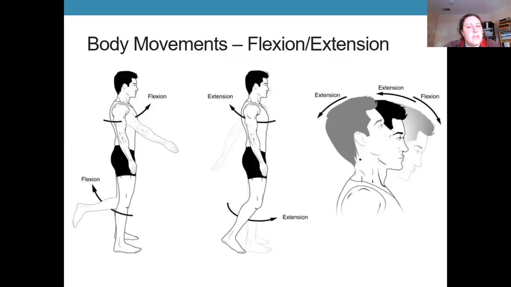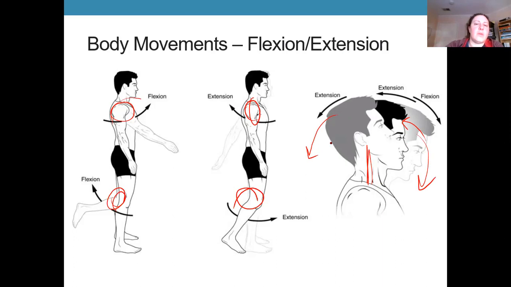So here we have some different body parts, flexing and extending. You can see we've got flexion and extension at the shoulder, flexion and extension at the knee. This is showing you that it's not exclusive to the appendicular skeleton. So it's not just our arms and legs that do this. We can do this with our whole body. We can do this with our head at our neck. So flexion would be dropping your chin to your chest. Extension would be returning your head upright or dropping the back of your head to your back.